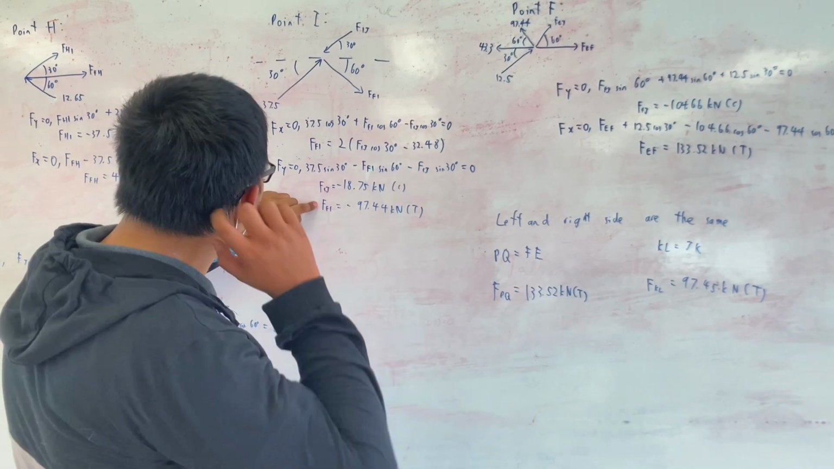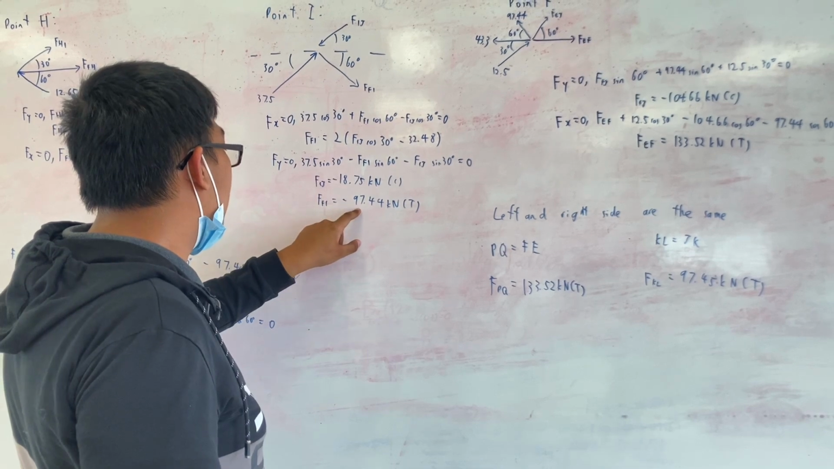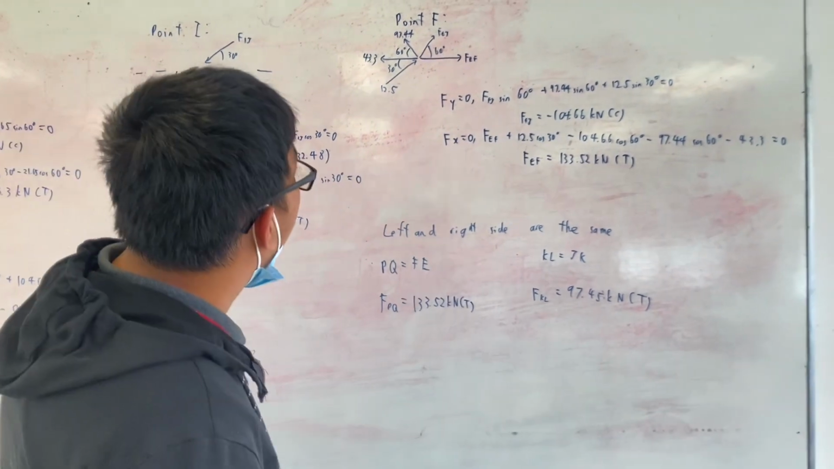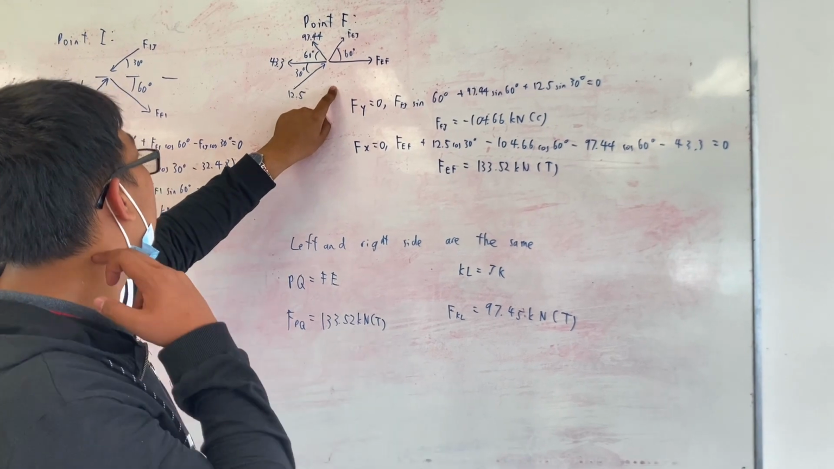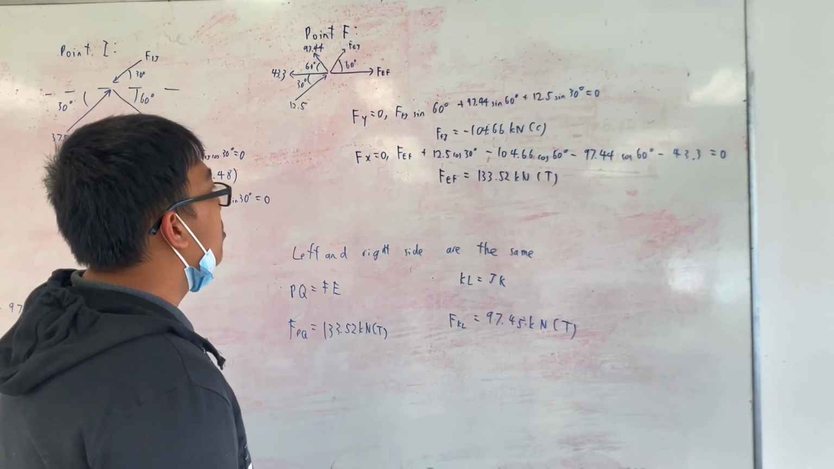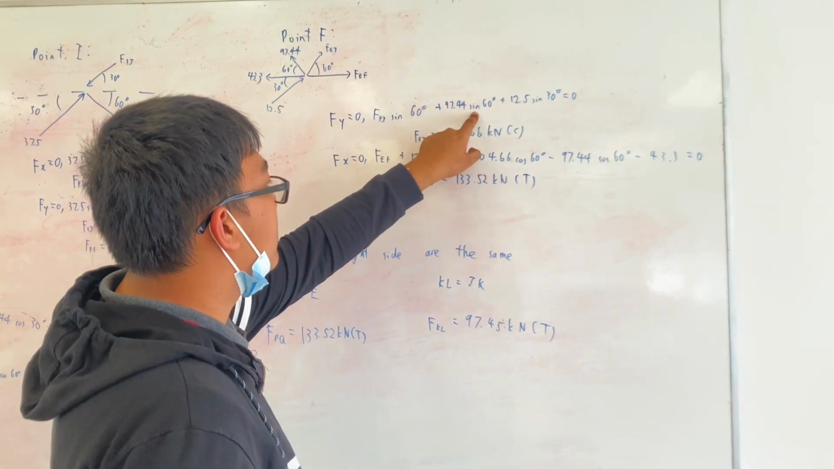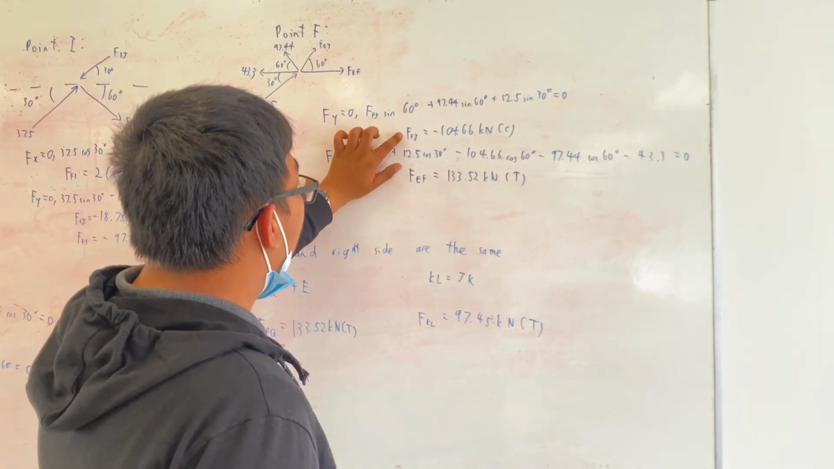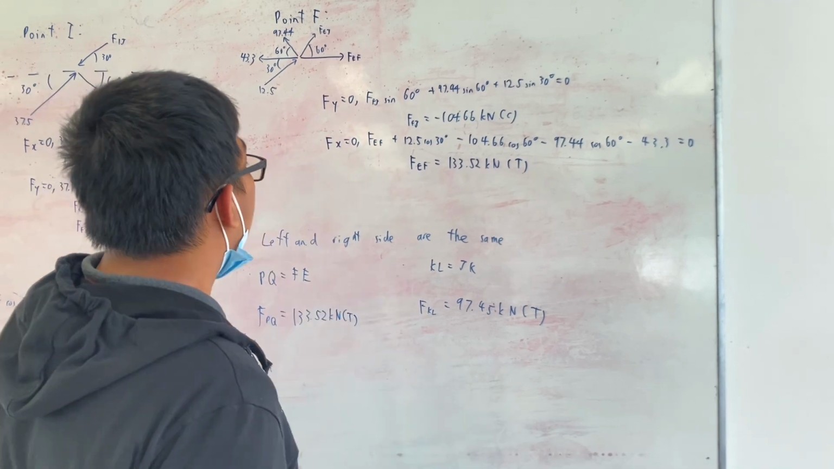And then we can use FIJ, we can find FFI, which is negative 97.44 kilonewtons, which is a tensile force. And then we can go to point F. After drawing out the free body diagram, we can use it to find the values. First is Fy equals 0. So first is FFJ sine 60 degrees plus 97.44 sine 60 degrees plus 12.5 sine 30 degrees. We can determine that FFJ is equal to negative 104.66 kilonewtons, which is a compressive force.